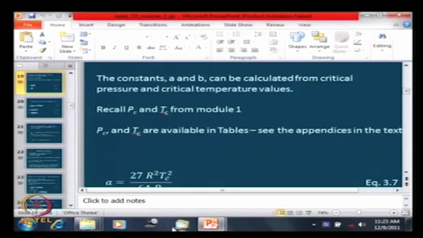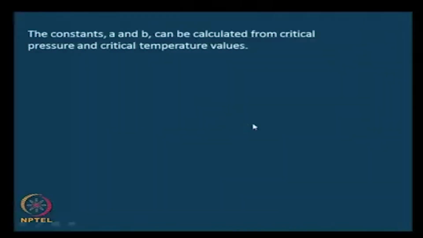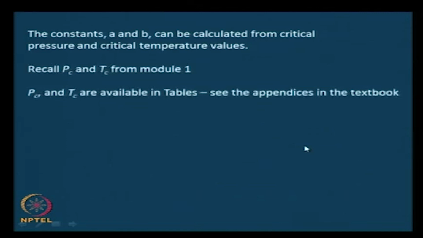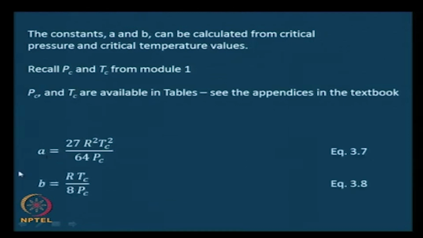And from that critical point, which is tabulated for pure substances, and that tabulation is available in the appendix of your textbook, we could get the values of A and B by these expressions. A was 27 R squared Tc squared by 64 Pc, and B equals RTc by 8 Pc. This is for the van der Waals equation of state.